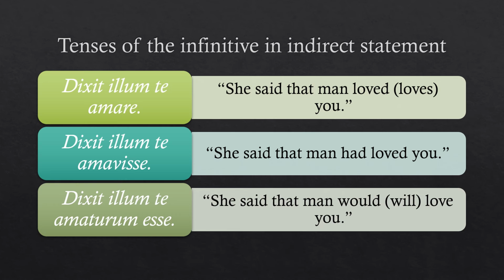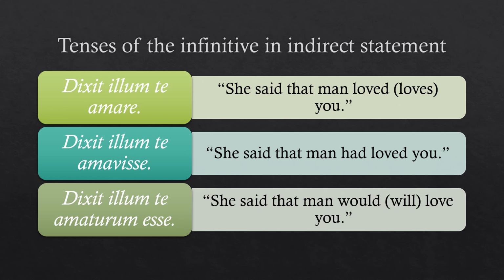Take these 3 exempla, which only differ with respect to the tense of the infinitive in the indirect statement. In the first exemplum, the infinitive in the indirect statement is amare, which is present, and thus contemporaneous with the main verb, which is perfect. So, dixit illum te amare would translate in law-abiding standard English to, she said that man loved you. In colloquial English, you might translate this sentence instead as, she said that man loves you.